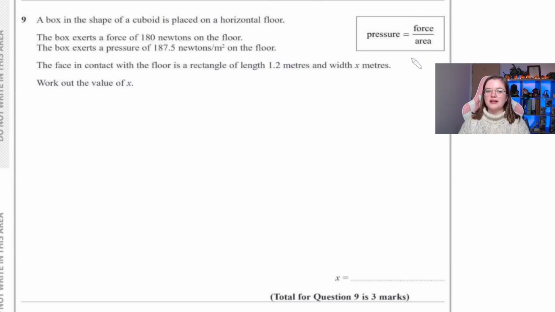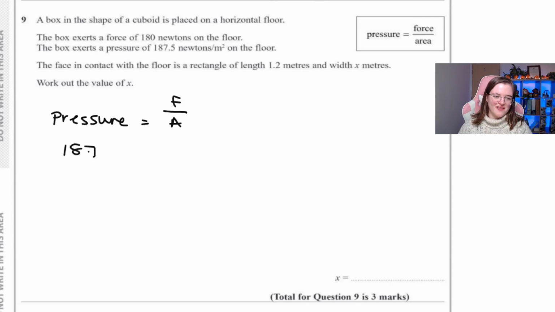Okay, so they're giving us this equation, so let's put in what we know. So we know that pressure is force divided by area. You know that the pressure is this one here, there it is. The pressure is 187.5 equal to the force, which is 180 divided by the area. That's what we're obviously then trying to find.